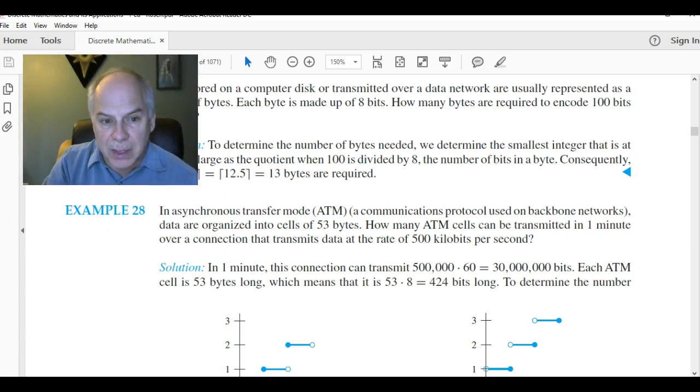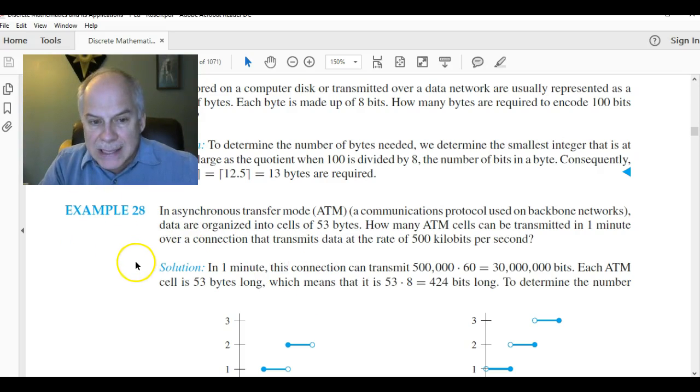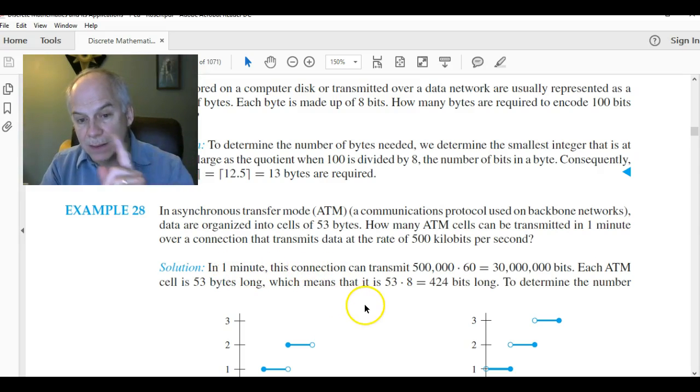Another example, example 28: in an asynchronous transfer mode, the communications protocol used on backbone networks, data are organized into cells of 53 bytes. How many ATM cells can be transmitted in 1 minute over a connection that transmits data at the rate of 500 kilobits per second? Okay. Now, in 1 minute, if it's 500 kilobits per second, well, a kilobit is 1,000 bits.